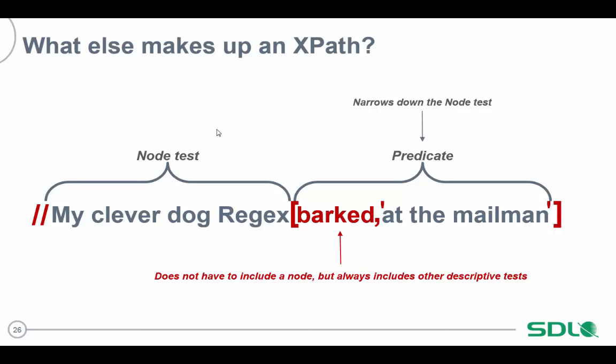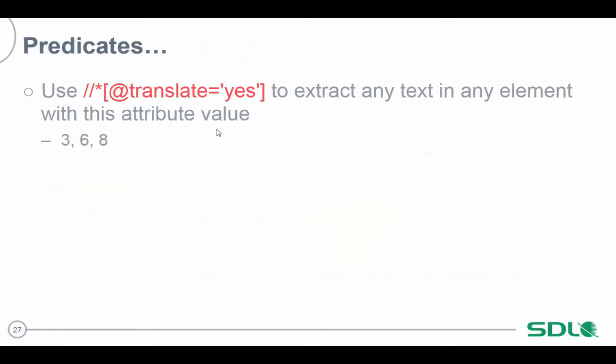Now within that predicate, the verb that I used in this sentence, barked, is equivalent to a node. Now with XPath, a predicate does not have to include a node, but it always has to include the other descriptive tests because that's the whole purpose of the predicate. It's narrowing down the test from the original node. So if I look at it like that, it helps me to get my head around it. And I hope that makes some sense to you, but I'm going to look at some examples of how that works and perhaps that will make it clearer.